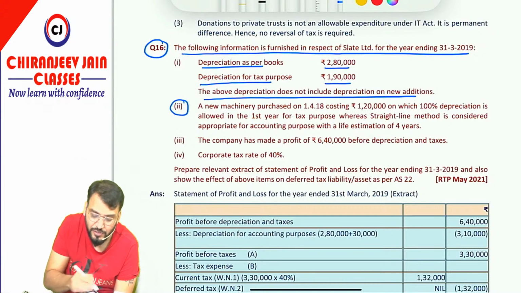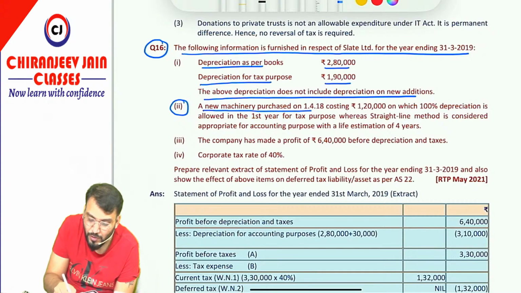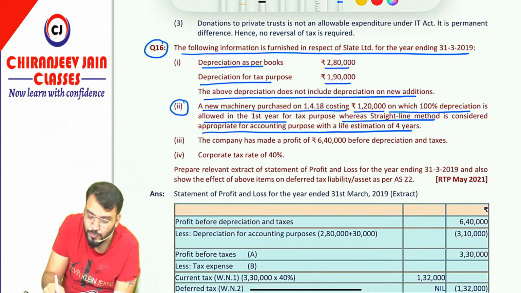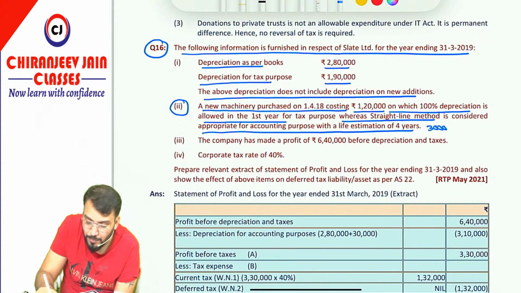Means there was some new addition also. A new machinery purchase on 1/4/2018, means at the beginning of the year, for rupees 1,20,000, on which 100% depreciation is allowed as per Income Tax Act. Whereas straight line method is considered appropriate for accounting purpose with an estimated useful life of 4 years. Means 1,20,000 divided by 4. So in books 30,000 will be charged.